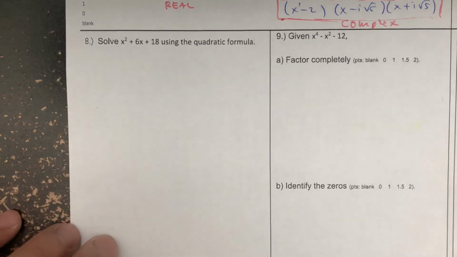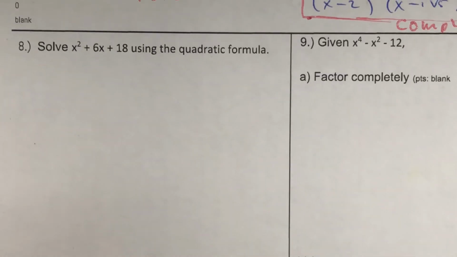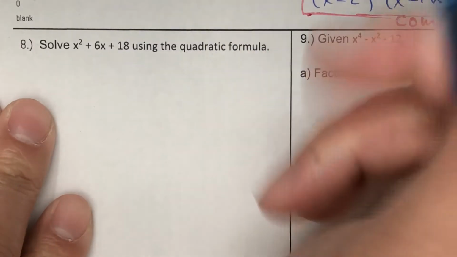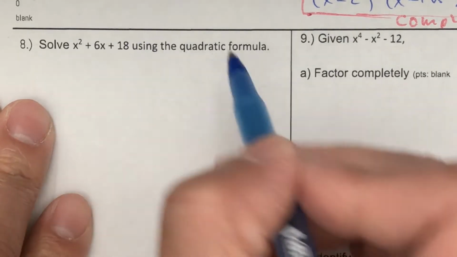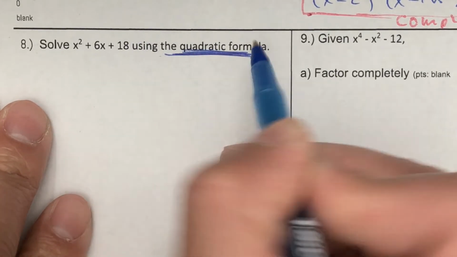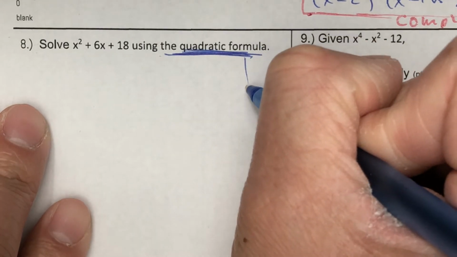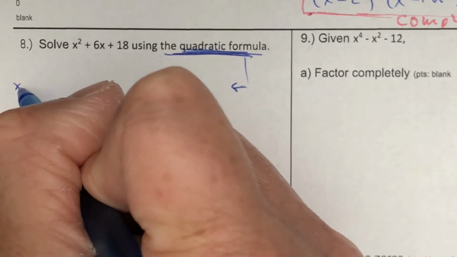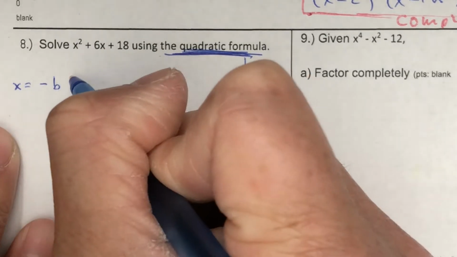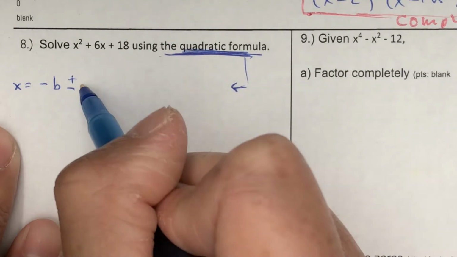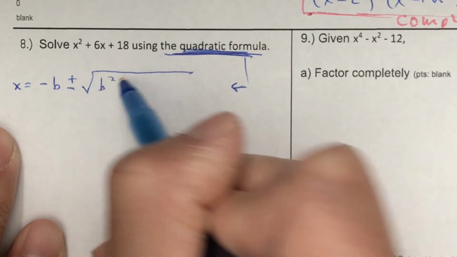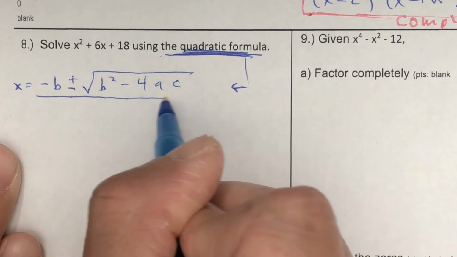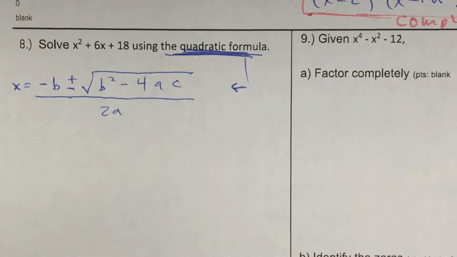Question number 8. Solve x squared plus 6x plus 18 using the quadratic formula. Now I gave you a hint. I could have just said solve, but it's telling you just use the quadratic formula. Now to use the quadratic formula, you just have to know it and write it down. And you guys could have just obviously written that down from your formula sheet. x equals negative b plus or minus the square root, long square root, b squared minus 4ac, all over a long division bar, 2 times a.